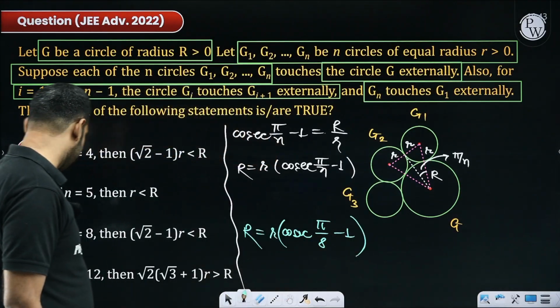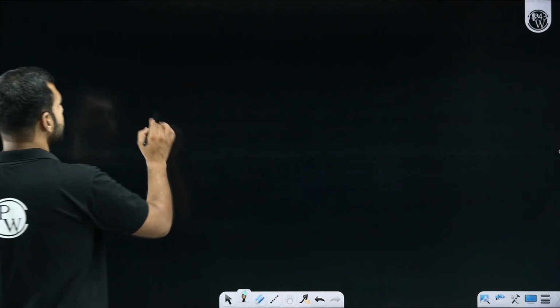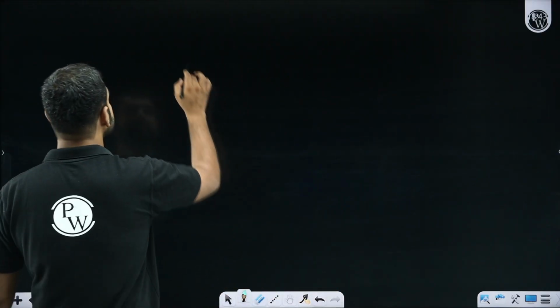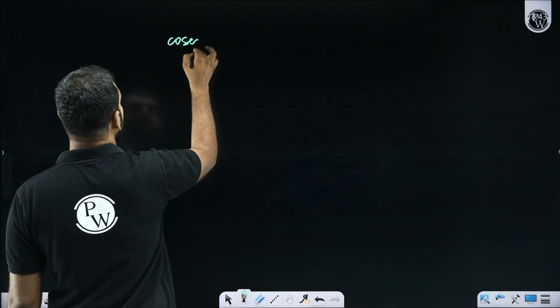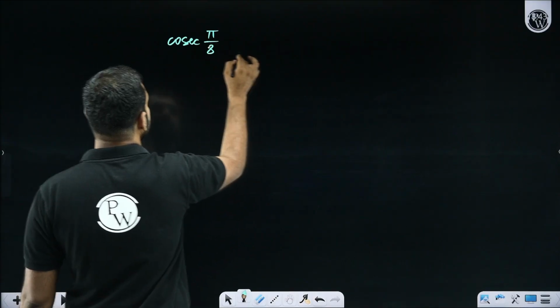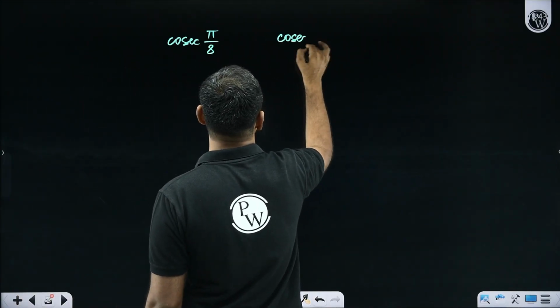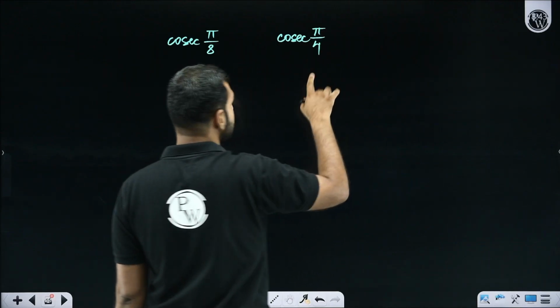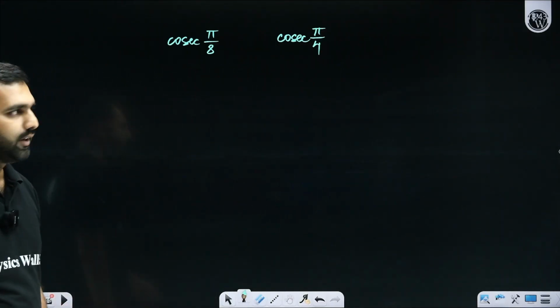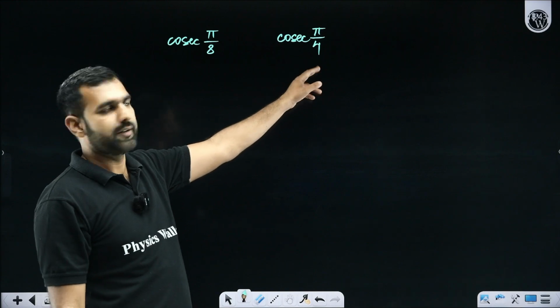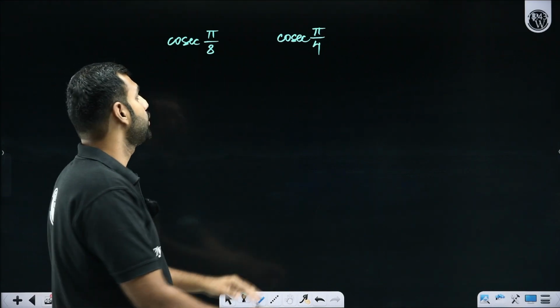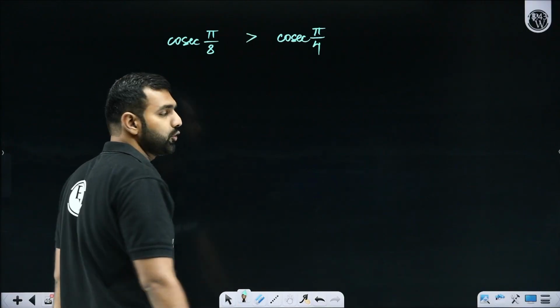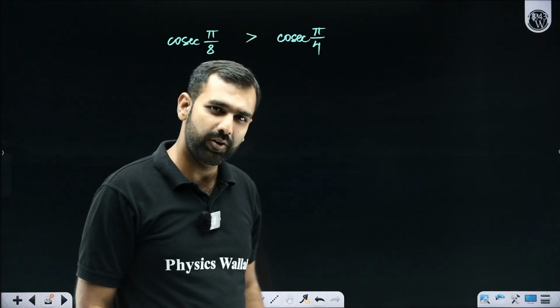Now, what is pi by 8? Let me try and work it out. Pi by 4 is 45 degrees, so pi by 8 is 22.5 degrees. Can you help me in cracking the code here? Cosec(pi/8) and cosec(pi/4). First of all, we know cosec is a decreasing function, the reciprocal of sine. So this is 45 degrees and this is 22.5 degrees. So cosec 45 will be less than cosec 22.5. Yes or no? Everybody with me on this?